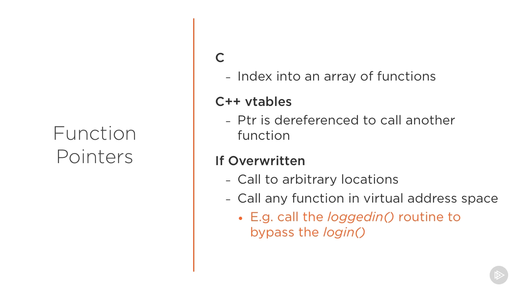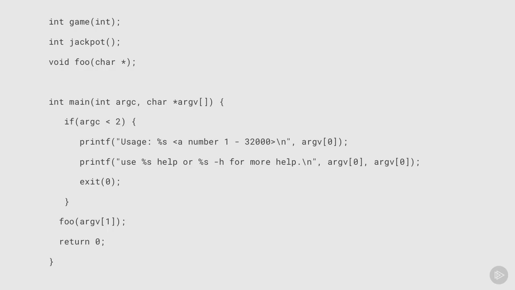Like, for example, imagine you could call the logged in routine so that you didn't have to call the login routine, something like that. So to help facilitate this simple learning exercise, I've got a program here. We see main, we've got some help usage stuff. If you don't put in the right number of arguments, that's what the argc is. The program wants two arguments, the name of the program and a number. And the number, argv1, is passed to foo.